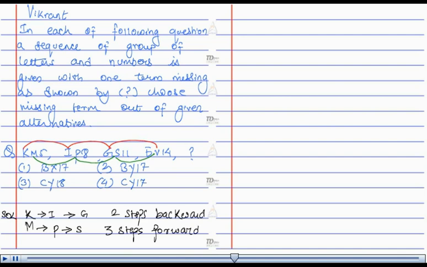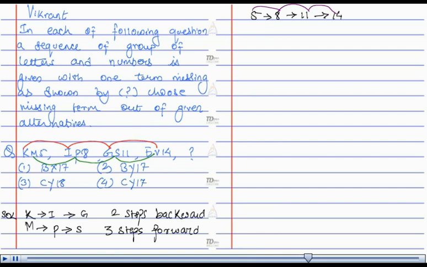Again we have a movement for the numbers, from 5 to 8 to 11 to 14. We are increasing it by 3, that is 5, then 8, then 11, then 14. So here we have a movement in the same manner.